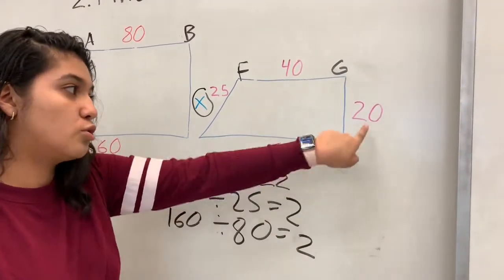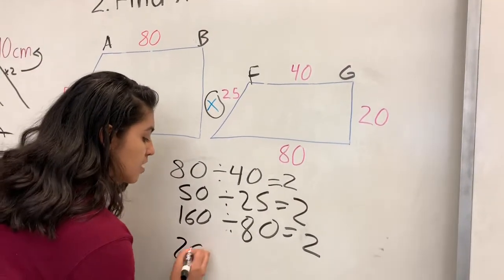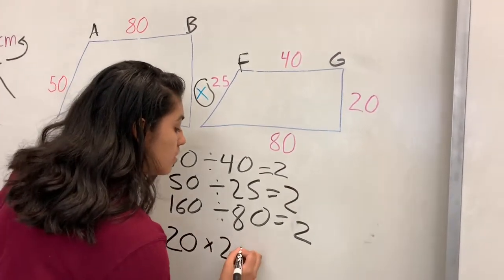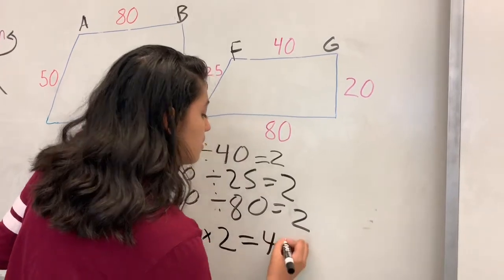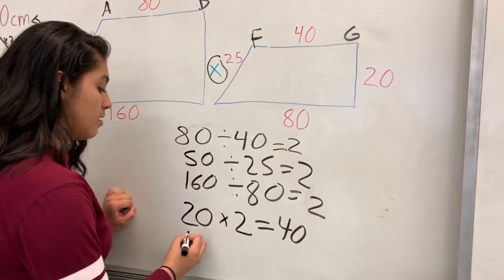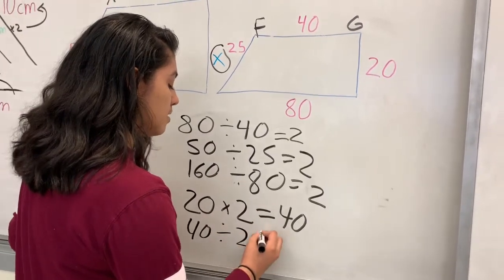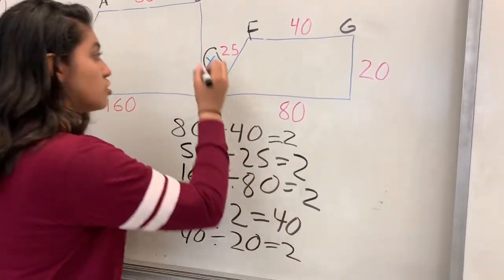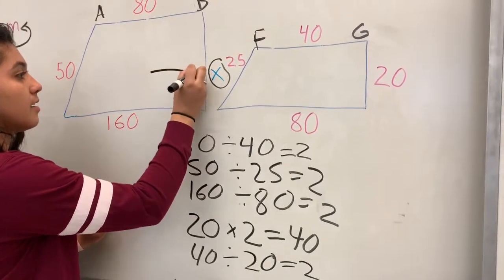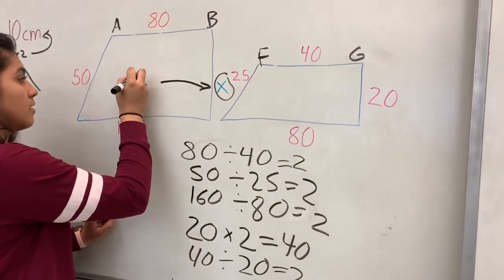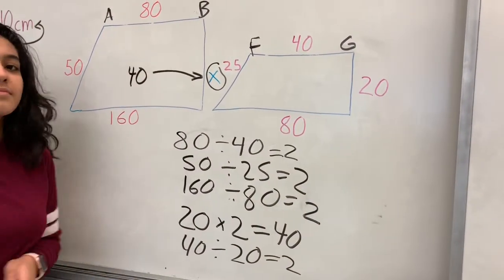We know that all of them are 2. So what we're going to do is 20 times 2, which is going to be 40. And just to double check, 40 divided by 20 equals 2. So x, which is right here, equals 40.